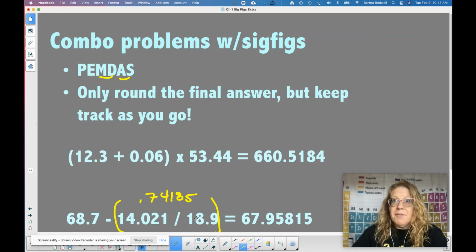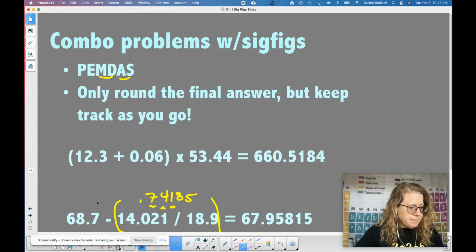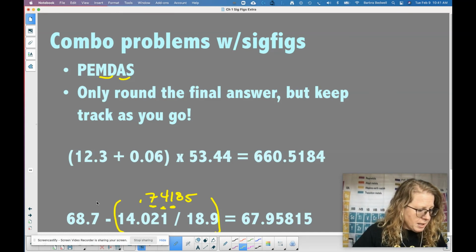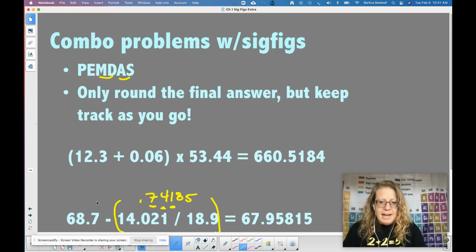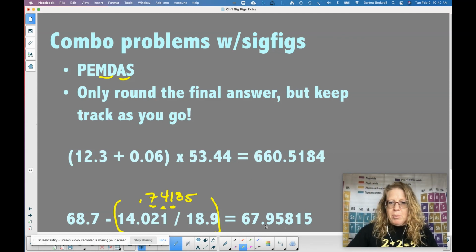So how many sig figs do we have here? Again, we're dividing, so I'm using my sig figs rule. This is 3 sig figs. This one here has 5 sig figs, so 3 sig figs is my limiting value. And then I do 68.7 minus, sorry, I got to do this in my calculator, right? 68.7 minus 0.74185 and whatever else was on there. And I get this crazy thing, right? The 79.185. Okay, so now sig figs.